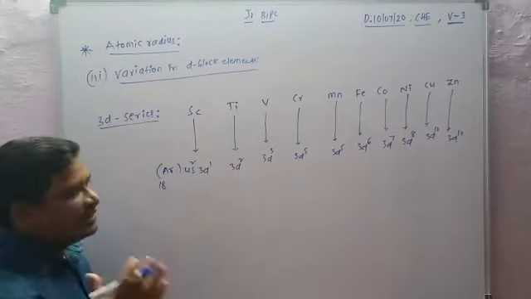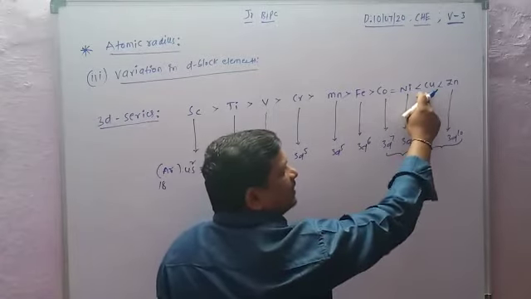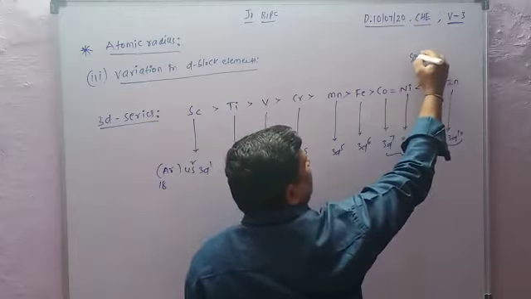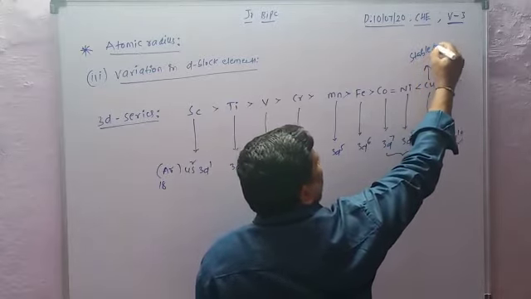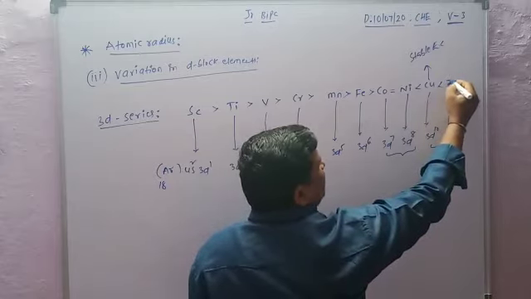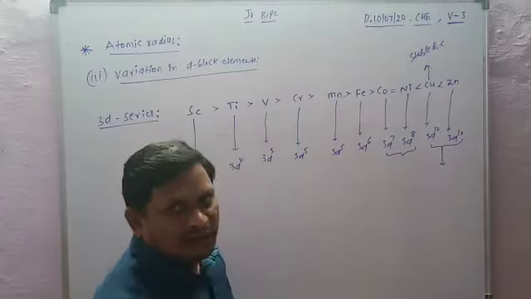Now two exceptions are present in this order. From scandium to cobalt, atomic radius decreases. Then nickel to copper increases because copper has a stable electronic configuration, and copper to zinc also increases because of the phenomenon of shielding effect.